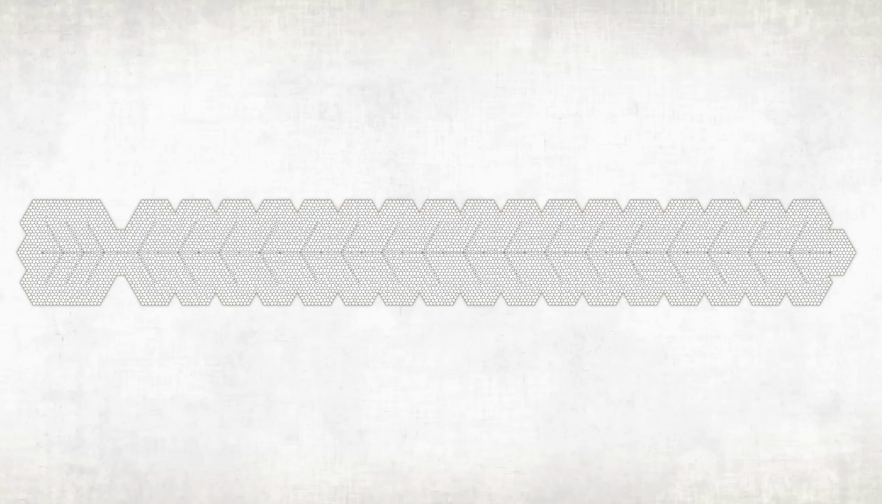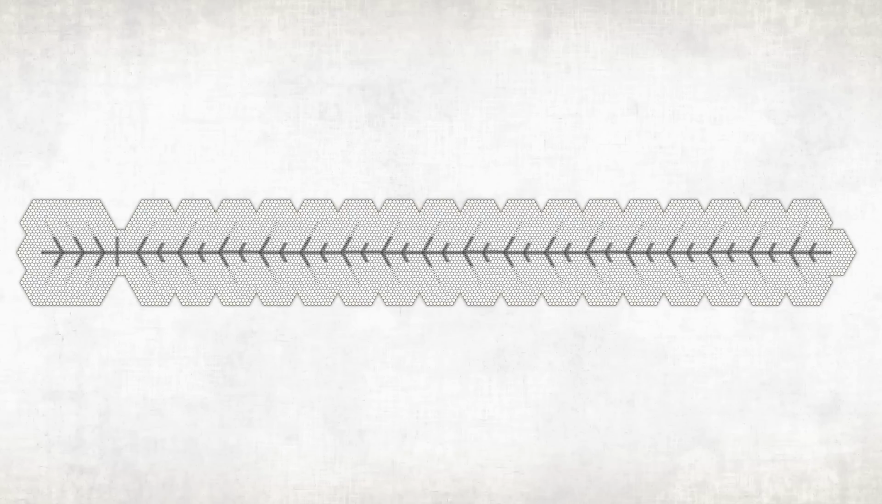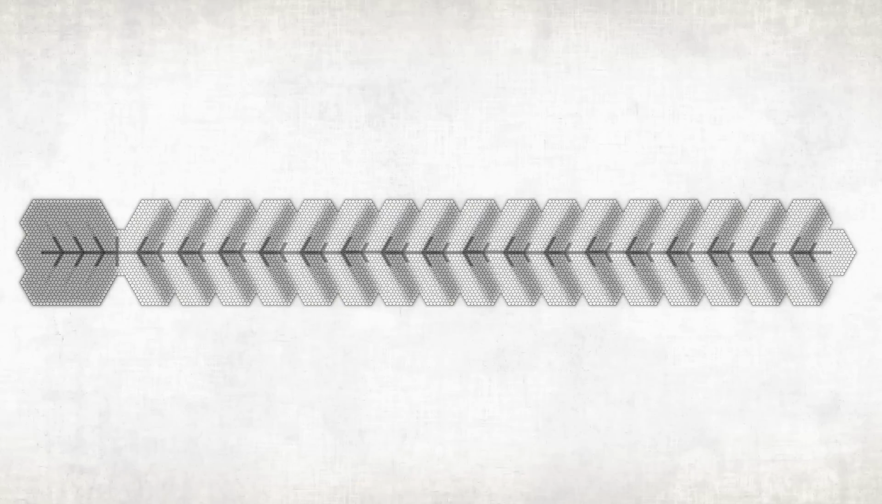Now we have an elongated embryo divided into multiple segments. Each segment is divided into two halves. These will serve as the basis for vertebrae and intervertebral spaces.